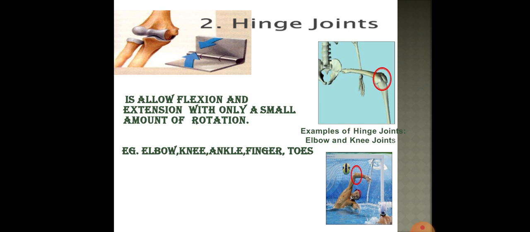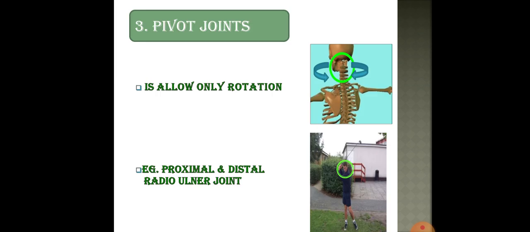Hinge joint allows flexion and extension with only a small movement of rotation. Example, elbow, knee, ankle, fingers and toes. Third one is pivot joint, which allows only rotation. Example, proximal and distal radioulnar joint.